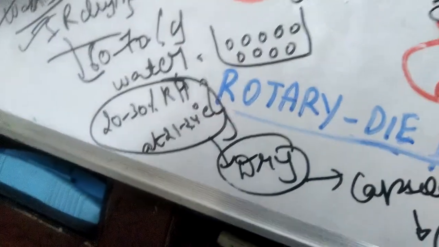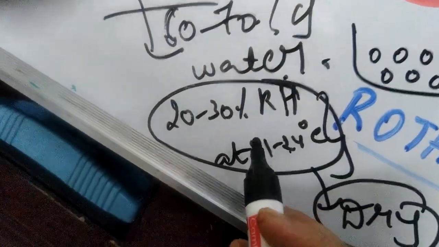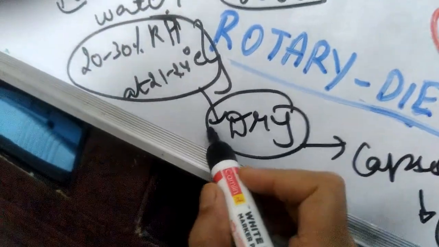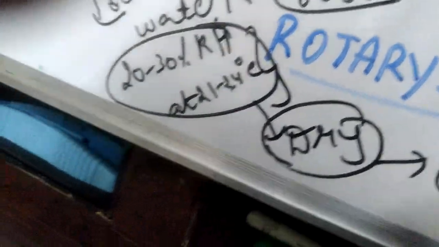So now when the capsules are exposed and they are in equilibrium at 20 to 30% relative humidity at 21 to 24 degrees centigrade, they are considered as dry. So these capsules are considered as dry, and the shell of such a capsule will contain about 6 to 10% of water depending on the gelatin formula used. So this is with your rotary die process.